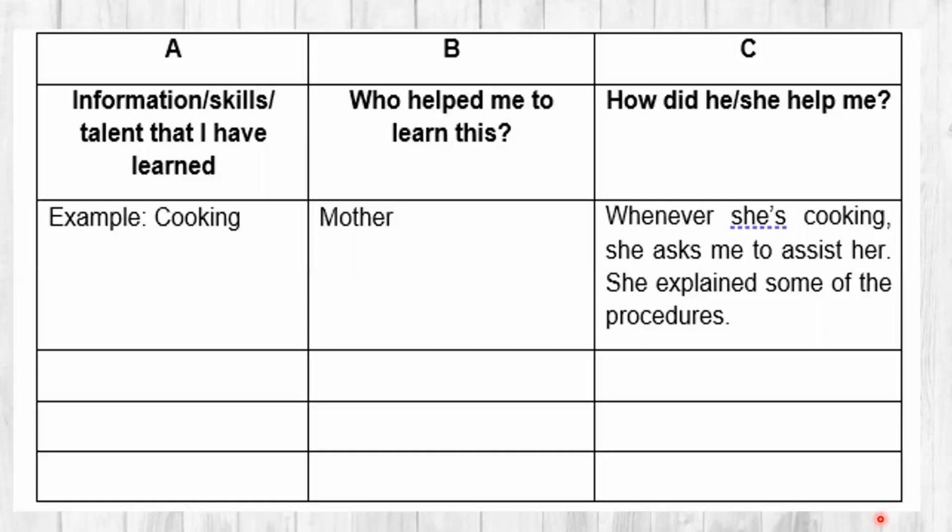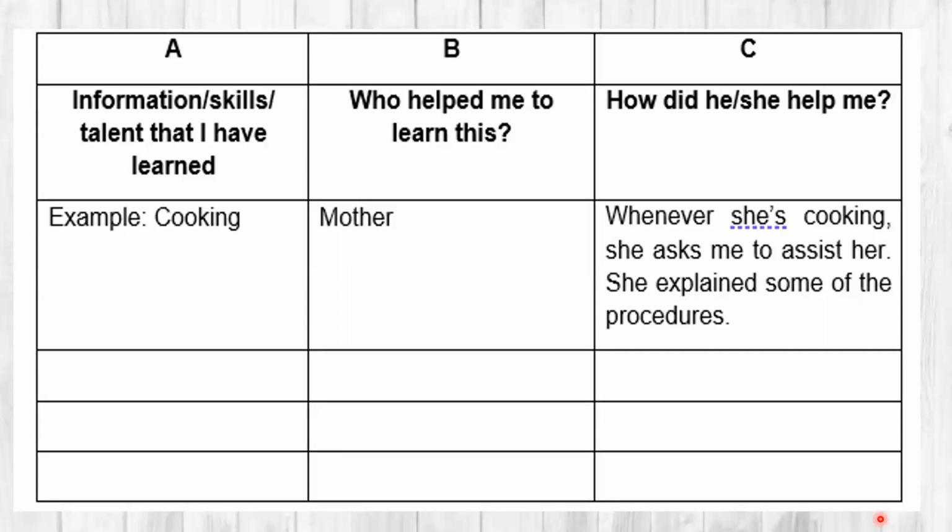So this is the sample. The column A is the skills or information, talents that I have learned. And letter B, who helped me to learn this. And letter C, how did he or she help me? So these are the examples.